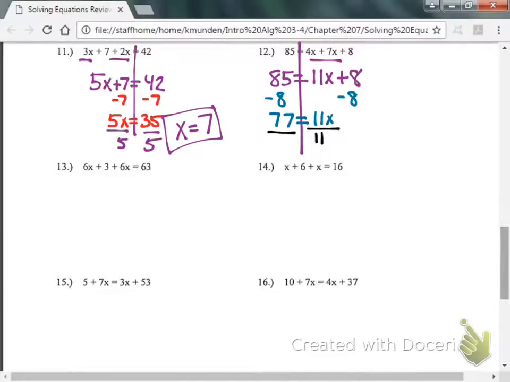So what's the x going to equal? 7 when you divide by 11. So 7 equals x, or again, if you want to get fancy, you can do x equals 7. Whichever you prefer.